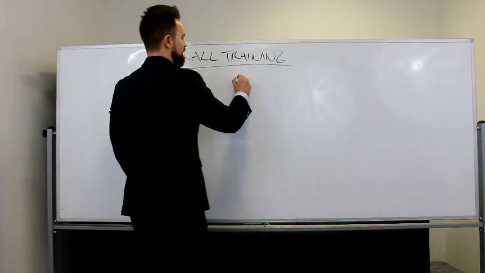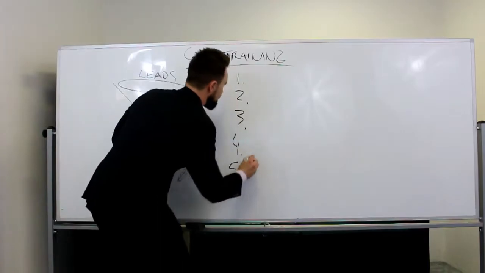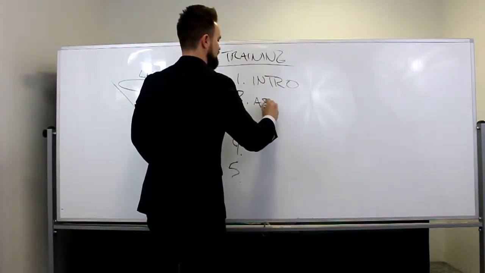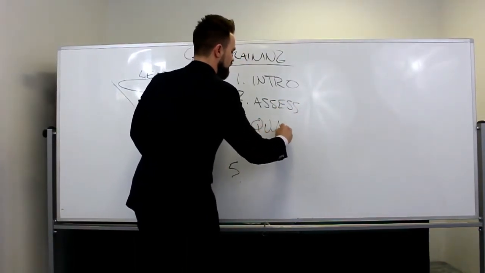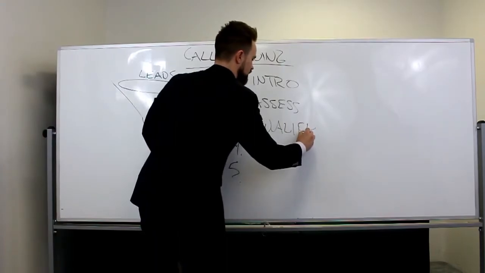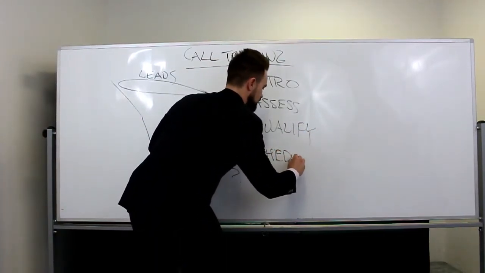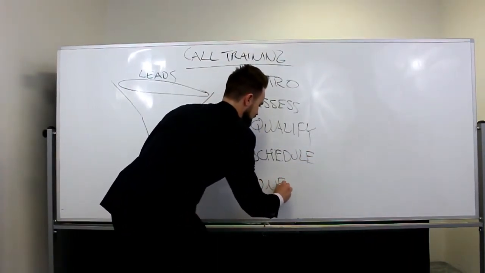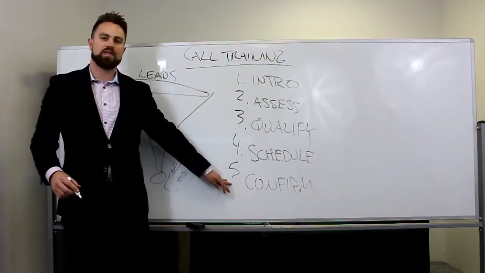There's 5 different pieces, 1, 2, 3, 4, and 5. Number 1, it's your intro. Okay, you're going to assess, you're going to qualify, you're going to schedule, and you're going to confirm. These are the 5 pieces of the call template here.